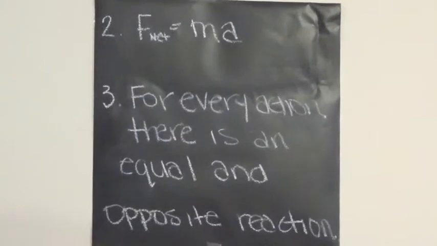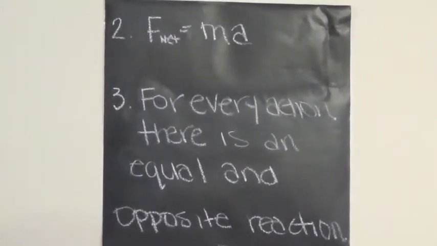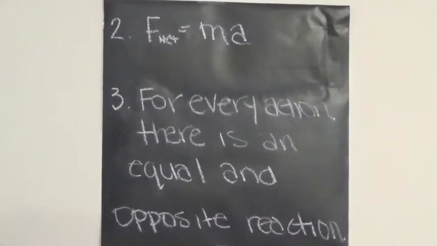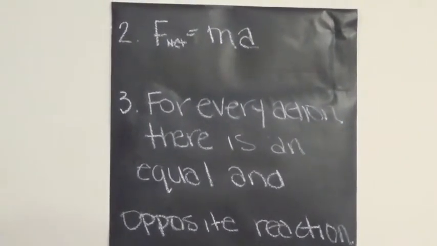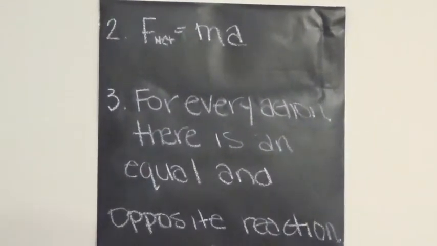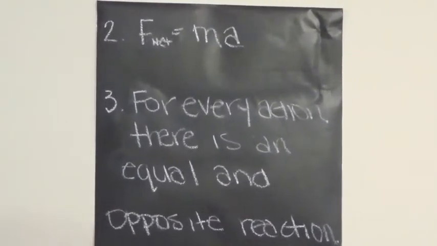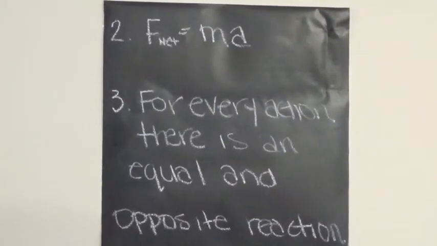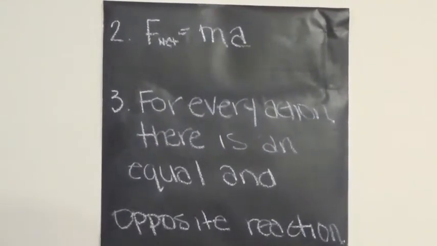Number 2. The acceleration of an object as produced by a net force is directly proportional to the magnitude of the net force in the same direction of the net force and inversely proportional to the mass of the object. In other words, the acceleration is equal to the net force divided by the mass of the object. Or, the most common form of Newton's law, the net force is equal to m times a.